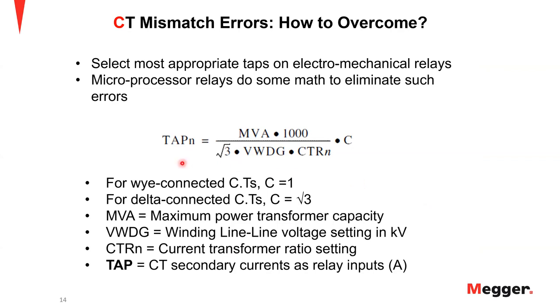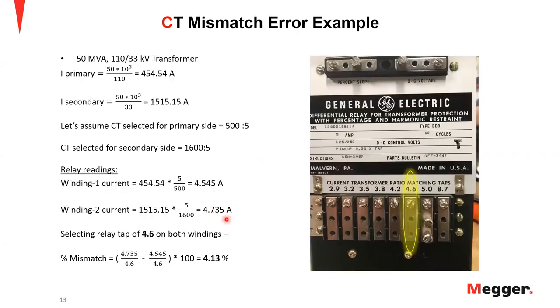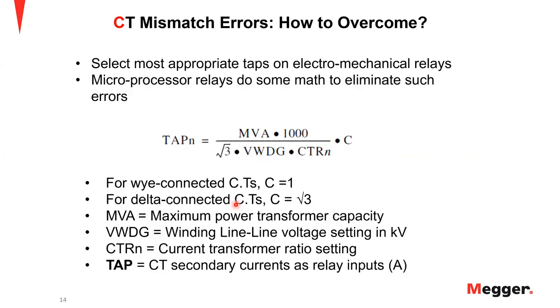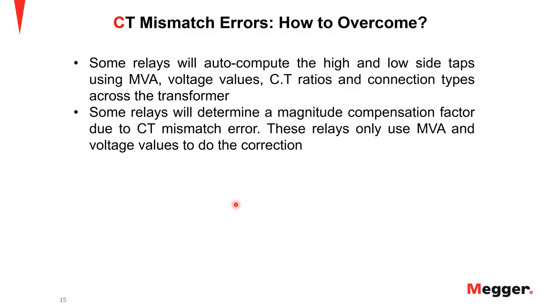So here is an example equation for my tap calculation, wherein it uses all this information like MVA and voltage for that particular winding, CT ratio, and a constant. So this way, microprocessor relays can actually have an option to choose these taps that we want. For instance, the 4.54 and 4.73 can be the same taps used on a microprocessor relay, unlike an electromechanical. And that is how we overcome that particular challenge. And again, these calculations, they differ from manufacturer to manufacturer. They have their own methodologies to come up with these tap settings.